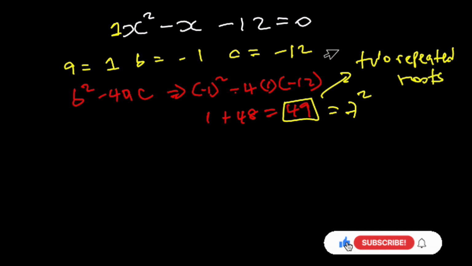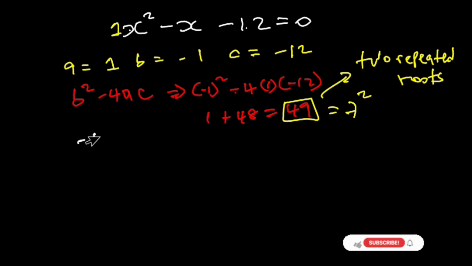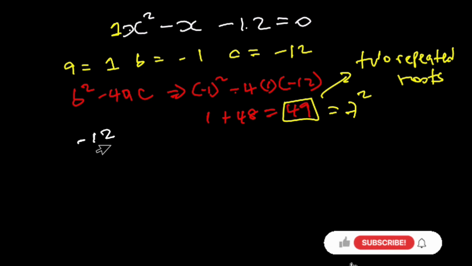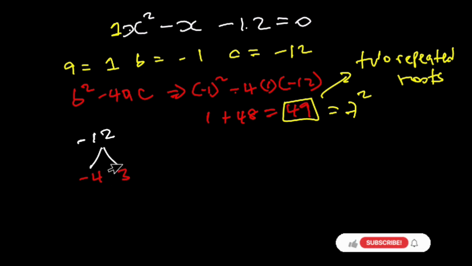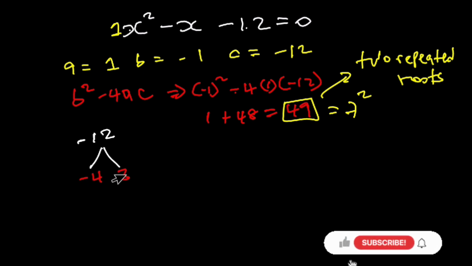So let's go ahead and solve it. Now the first step is to multiply the coefficient of x squared with this constant. So when we do that, 1 times -12 is equal to -12. Now the next step is to find two numbers such that when we multiply them, we get -12, and when we add them, we get -1. And those two numbers are -4 and 3. Now -4 times 3 is -12. And -4 plus 3 is going to give us -1.